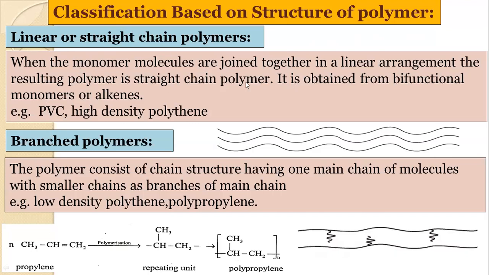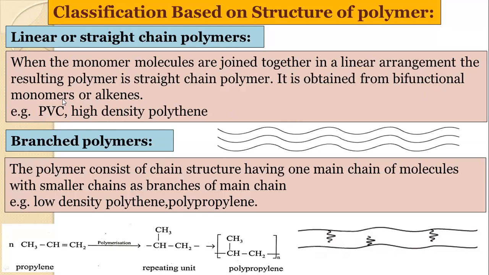When the monomer molecules are joined together in linear arrangement, the resultant polymer is a straight chain polymer, and it is obtained from bifunctional monomers or alkenes. Many times the alkenes give linear polymers. For example, PVC, polyvinyl chloride. It is prepared from vinyl chloride. You know the vinyl group. What is the vinyl group? I have explained in detail in chapter number 12. That is alcohols. What is meant by vinyl alcohol? So this is prepared from vinyl chloride.